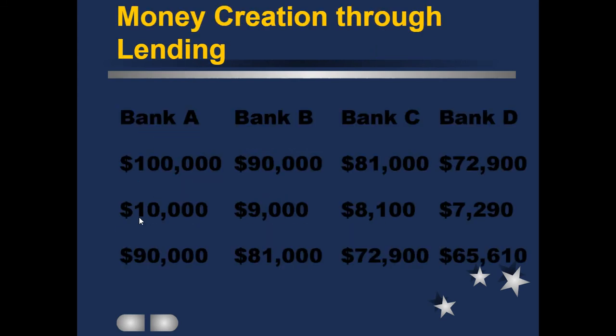All right, let's look at this. Let's say that we had $100,000 buried in my backyard. It has not been in the banking system. So I decide, okay, I'm going to put this in the bank. I go to my bank, Bank A, and I put my $100,000 in Bank A.